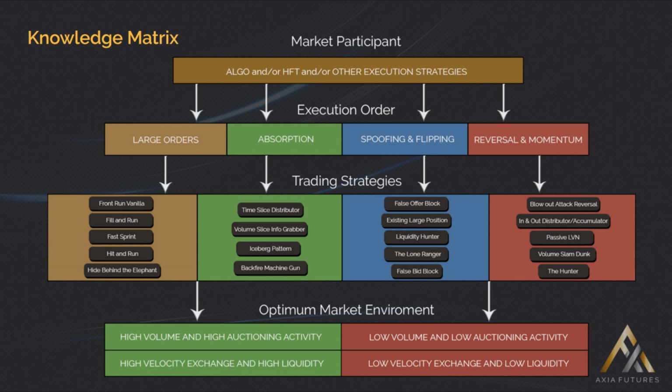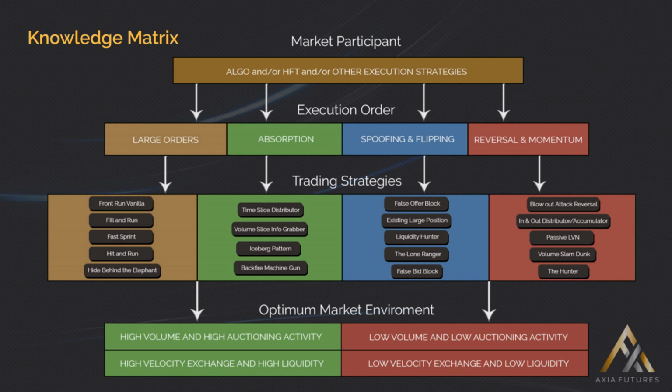And then from those execution orders that you see in the marketplace, what type of trading strategies are you going to deploy for your large orders, for your absorption patterns that you observe, for the spoofers and the flippers, for when the market is about to reverse or break out. In the large order section, we look at 5 main trading strategies. In the absorption section, we look at 4 strategies that we trade around. In the spoofing and flipping, there are 5 key strategies. And in the reversal and momentum section, we'll be looking at 5 key strategies again. So all very important, and in conjunction we then identify those trading strategies and those types of execution orders.